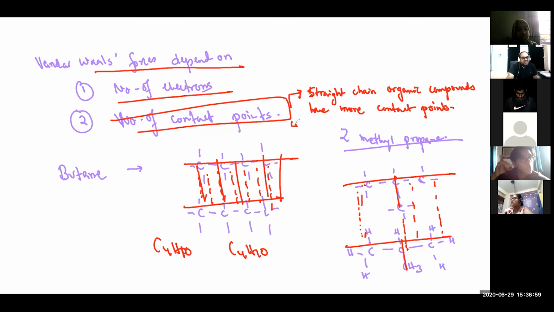Our branched chain organic compounds have fewer contact points, therefore they will have a lower melting and boiling point. Clear? Sir, does this apply for all organic compounds? Yes, yes.